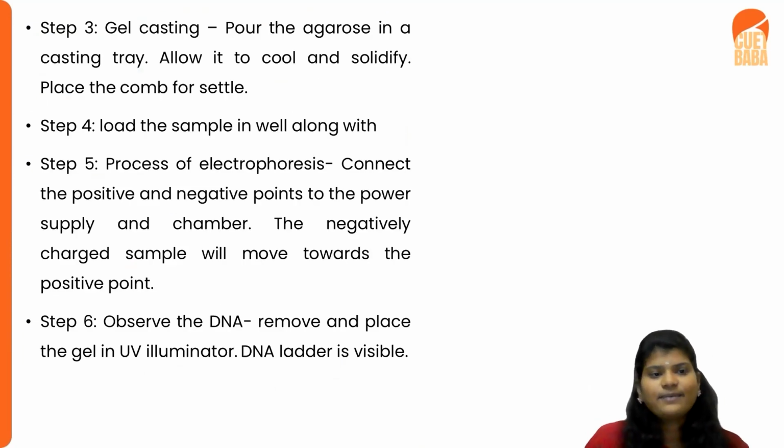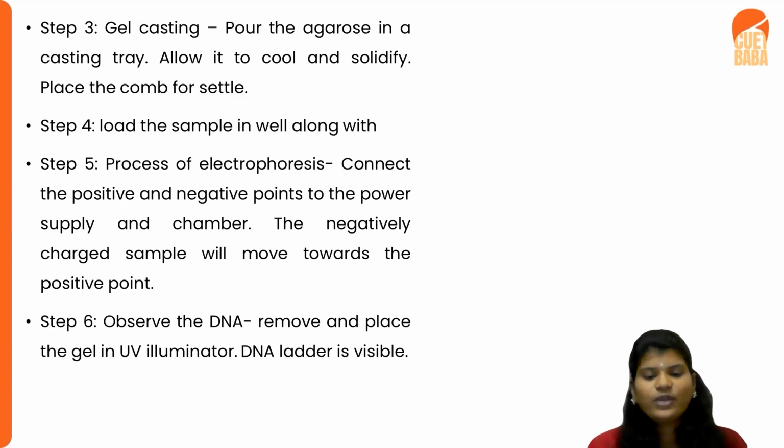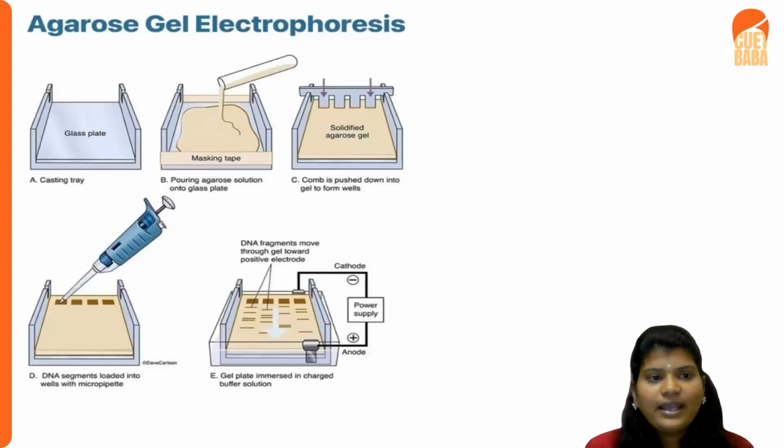So the third step is casting, where the tray has to be sealed and the agarose gel poured. Before it is fully solidified, the comb has to be placed for preparing the well. The next step is the well is loaded with the DNA sample which we isolated. After loading, the electrodes are connected and the electric field is applied, where the sample will be separated. It looks like a ladder. This is how agarose gel electrophoresis works.